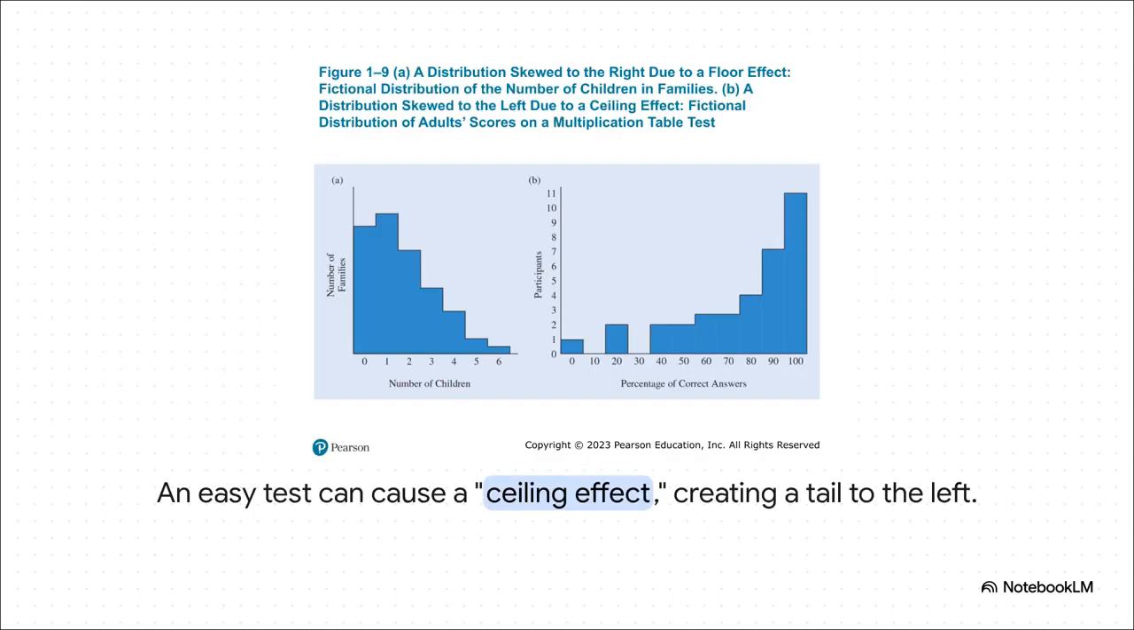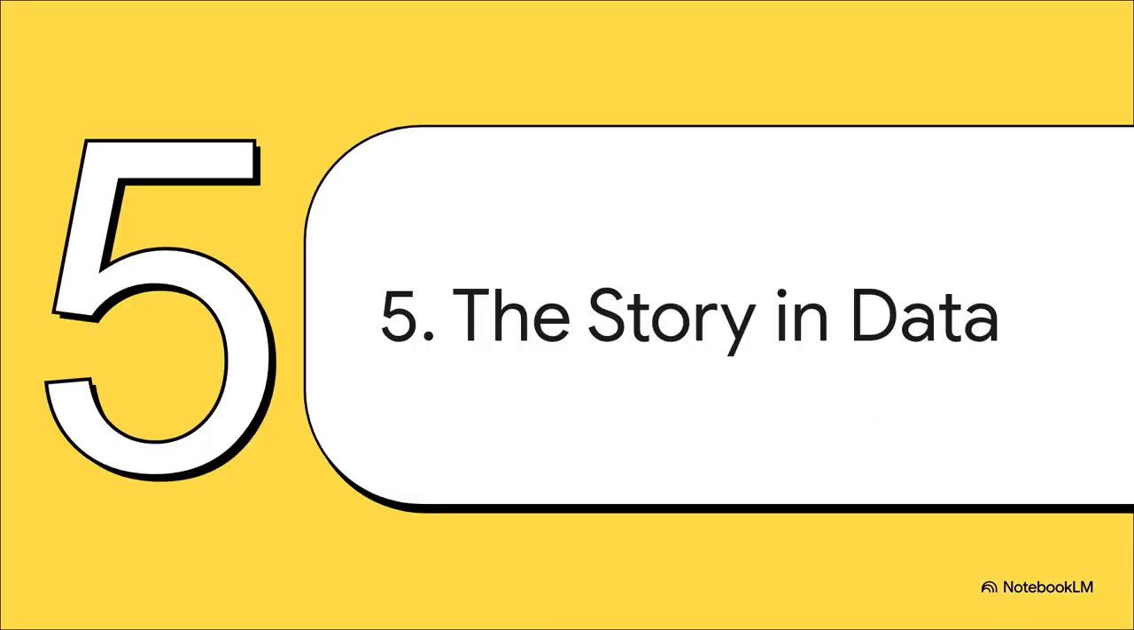Imagine you give a class a super easy test. What happens? Almost everybody aces it, right? So all the scores get bunched up at the top. We call that a ceiling effect. And that forces the few people who got lower scores to form this long tail stretching out to the left. Just by looking at the shape, you can tell the test was probably way too easy. How cool is that? So let's put it all together.